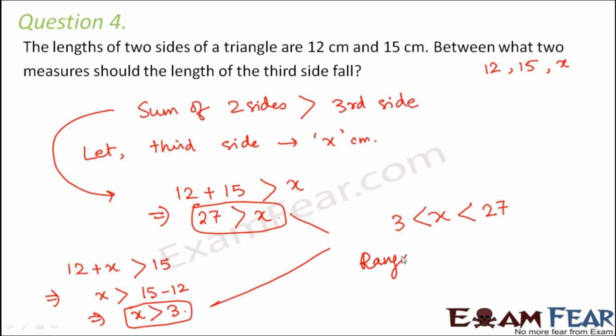Therefore, the range of values that x can take is from 4 centimeters to 26 centimeters, because it cannot take the value of 3 centimeters. It should be greater than 3. So it can be either 4 centimeters or at maximum 26 centimeters, that is less than 27. In this fashion, if we know two sides of the triangle, we can even determine the range within which the third side should fall so that the three sides can make up a triangle.